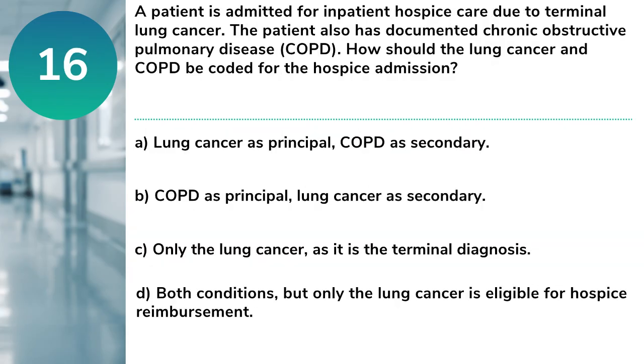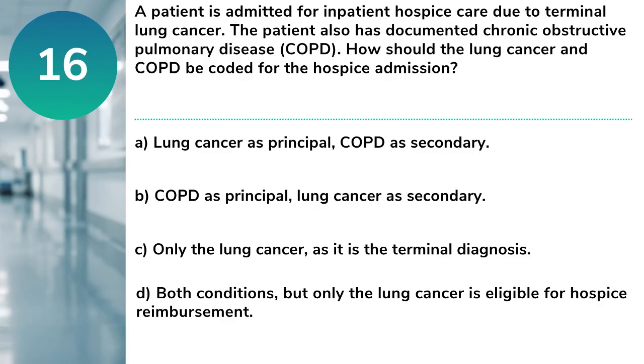Question 16. A patient is admitted for inpatient hospice care due to terminal lung cancer. The patient also has documented chronic obstructive pulmonary disease, COPD. How should the lung cancer and COPD be coded for the hospice admission? A. Lung cancer as principal, COPD as secondary. B. COPD as principal, lung cancer as secondary. C. Only the lung cancer, as it is the terminal diagnosis. D. Both conditions, but only the lung cancer is eligible for hospice reimbursement.